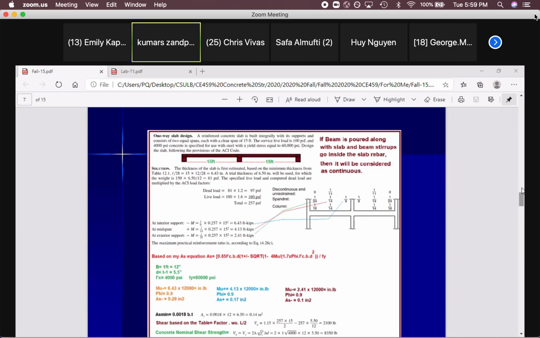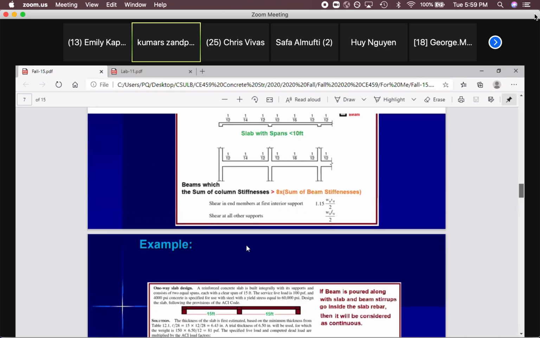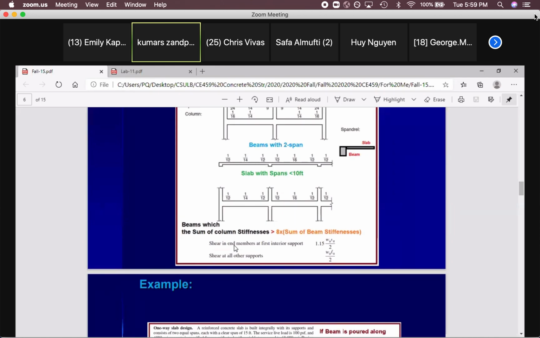Let me show another thing right now here. In order to find the shear, that's the shear. Shear in end members at the first interior support means here. First interior support. This is the first interior. First exterior, first interior, second interior, go to that side. First interior means here, you will get the maximum shear, 1.15 times omega u L divided by 2. That's it. That's the equation.